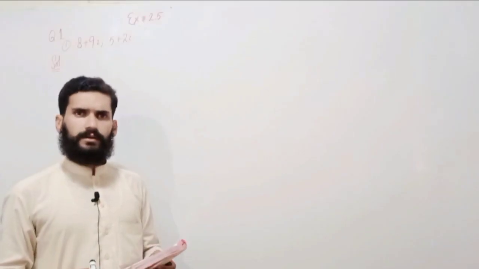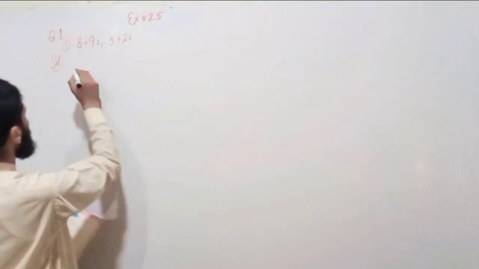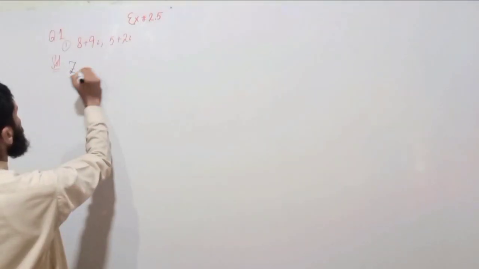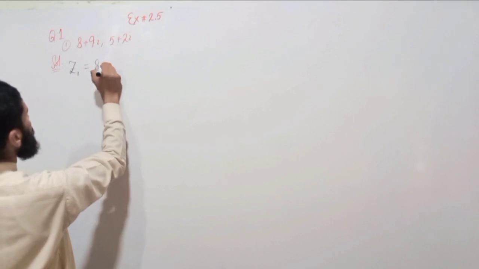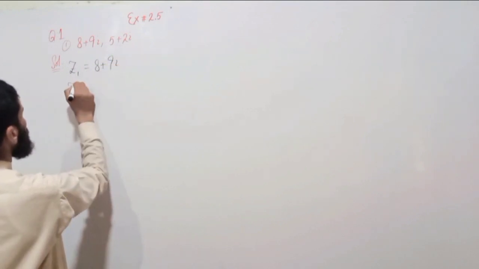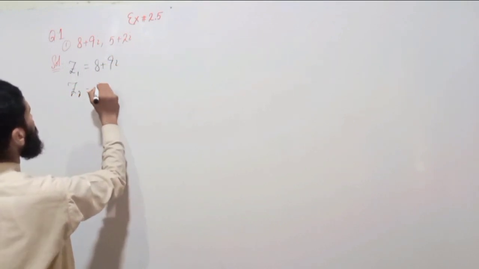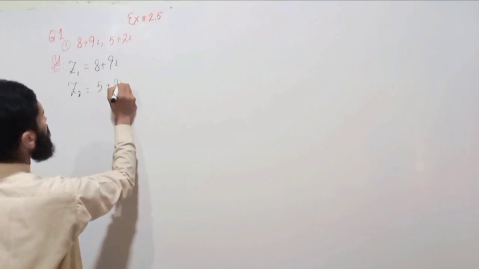Exercise 2.5, question 1. Add the following complex numbers. To add complex numbers, we add the real part to the real part and the imaginary part to the imaginary part. First, name the two complex numbers: z1 is equal to 8 plus 9 iota, z2 is equal to 5 plus 2 iota.